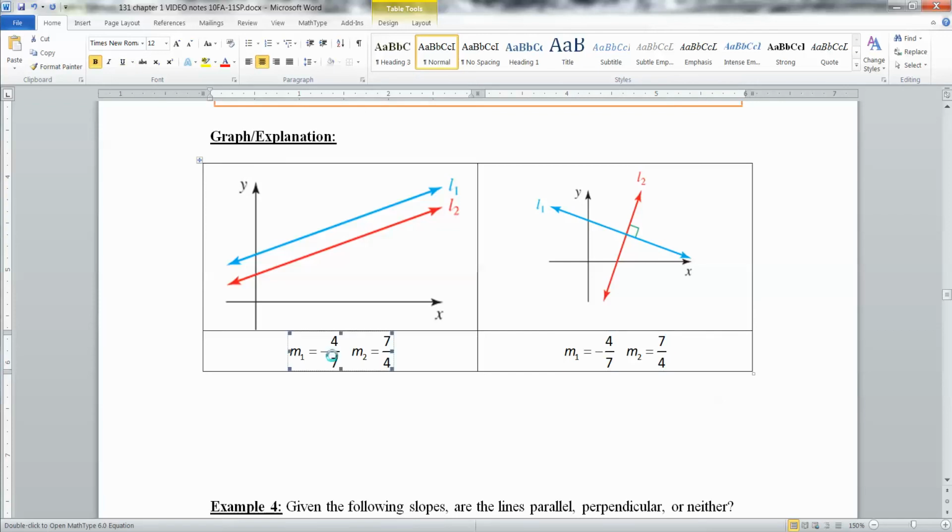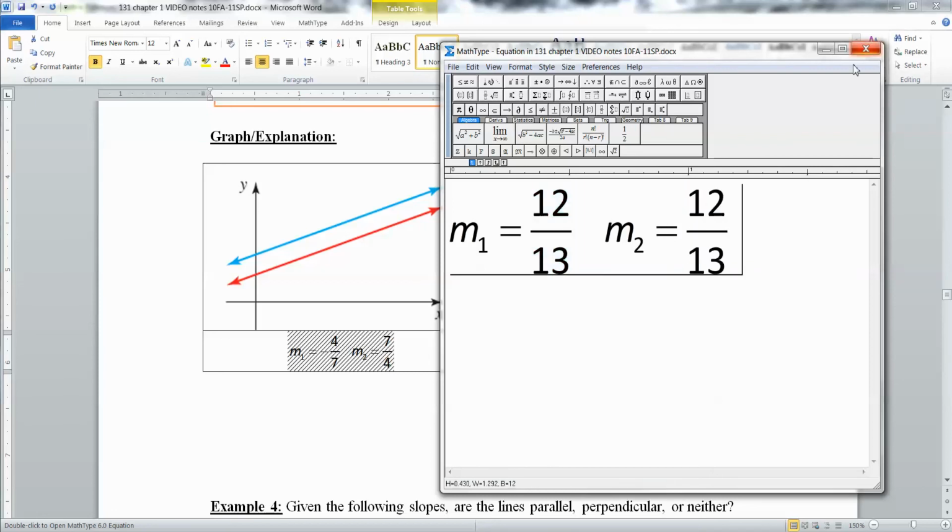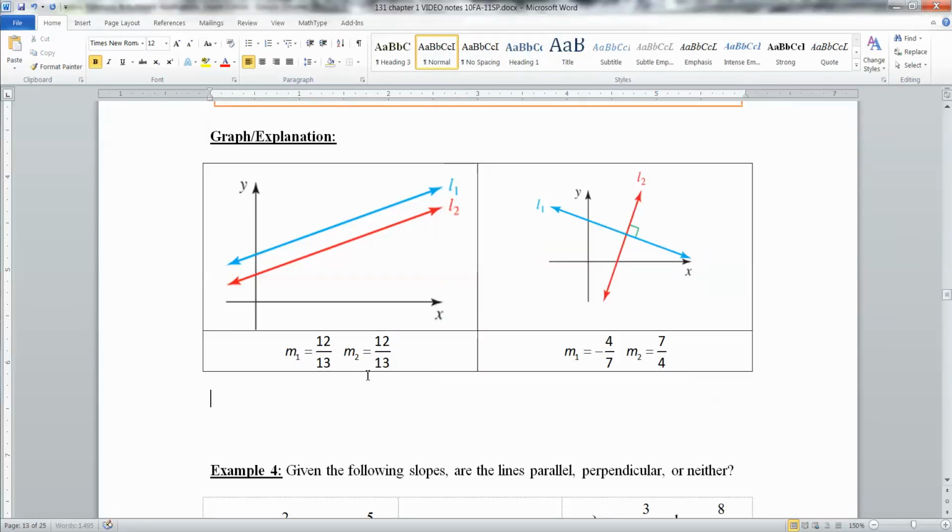By the same token, what if the slope on this one was 12/13? If the blue line has a slope of 12/13, then guess what? The red line does too, because they're parallel. Good. That give you some examples.